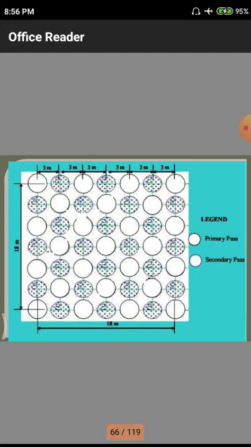Primary pass, secondary pass. That means after each pass we need to leave some sort of free space. We are having dotted portion and circular portion here. The dotted portion is the compacted portion. After that we need to give some free space of minimum 3 meters. After that we have to do this compaction process.